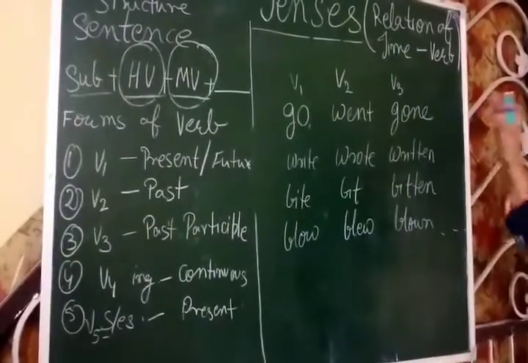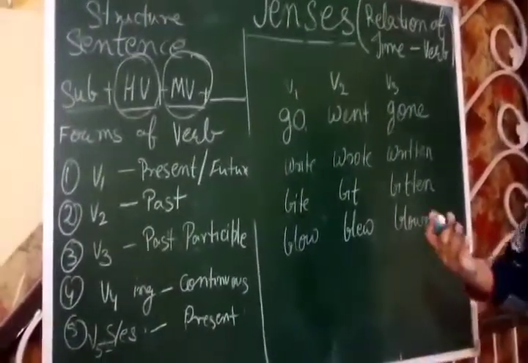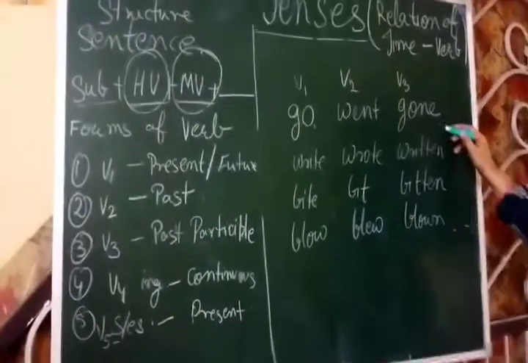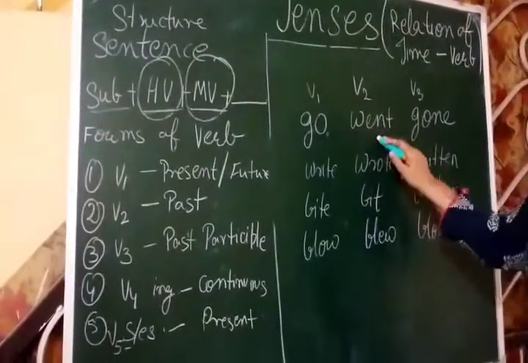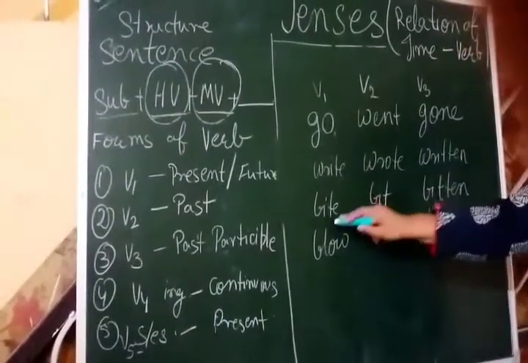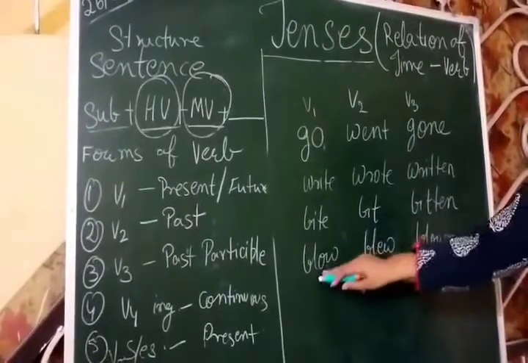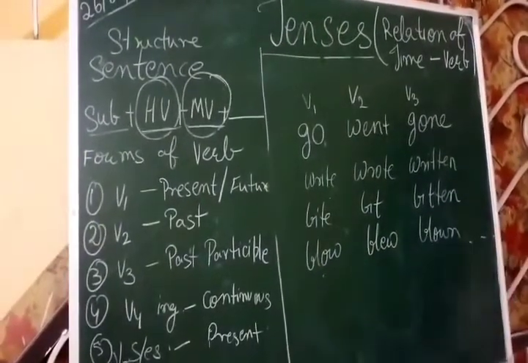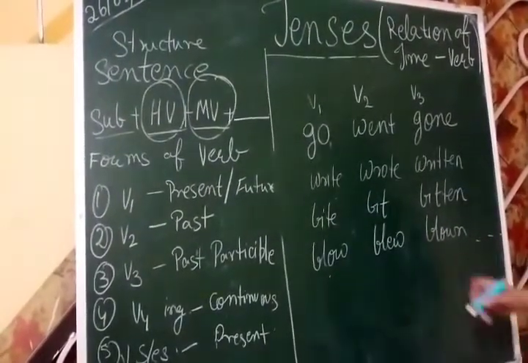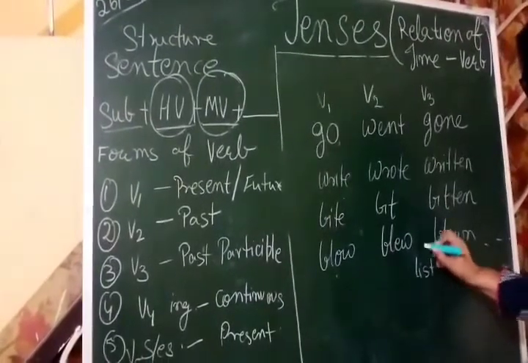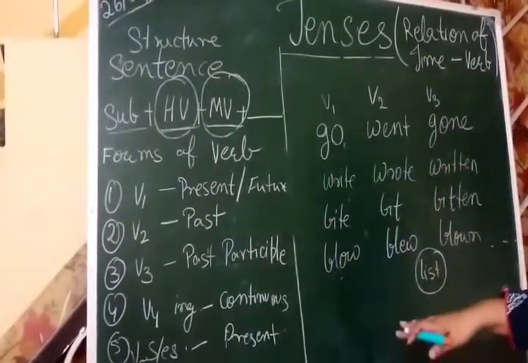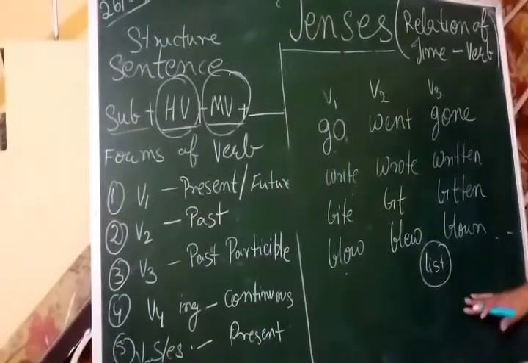Jo ki hum always try to learn them. I'll give you the examples. Go, went, gone: first form of the verb, second form of the verb, and the third form of the verb. Write, wrote, written. Bite, bit, bitten. Blow, blew, blown. And there are n number of verbs which you will learn in due course. I will give you a list of these verbs, 3 forms of verb, at the end of this lecture. So you can just go through them and you will understand.